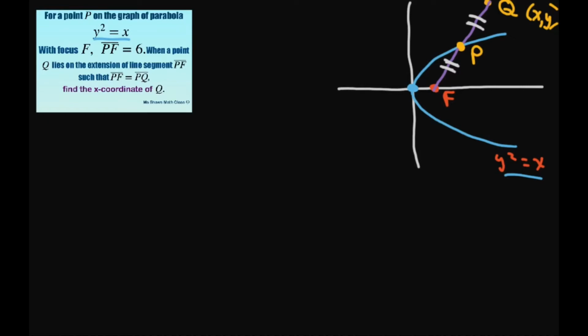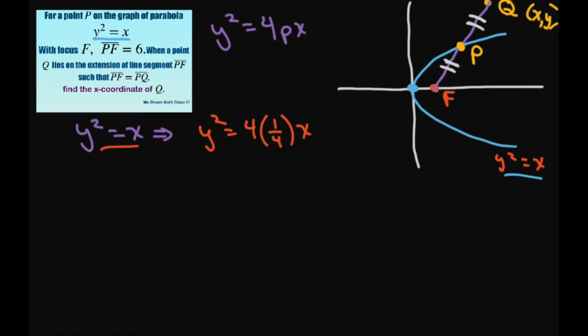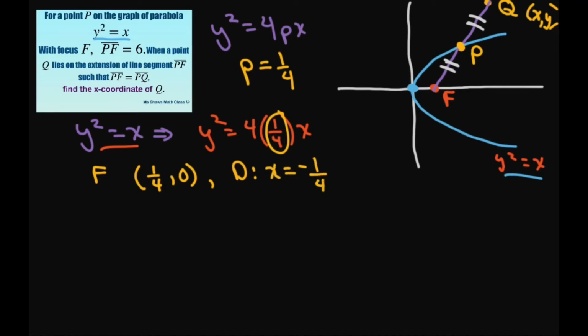All right. Now, let's find our focus. If we have y squared equals x, and our standard form is y squared equals 4px, for us this would be y squared equals 4 times 1/4 x. That would give me back this. That means my p equals 1/4. So my focus is going to be (1/4, 0), and my directrix is going to be x equals negative 1/4. So let's put the directrix in right here. This would be x equals negative 1/4.